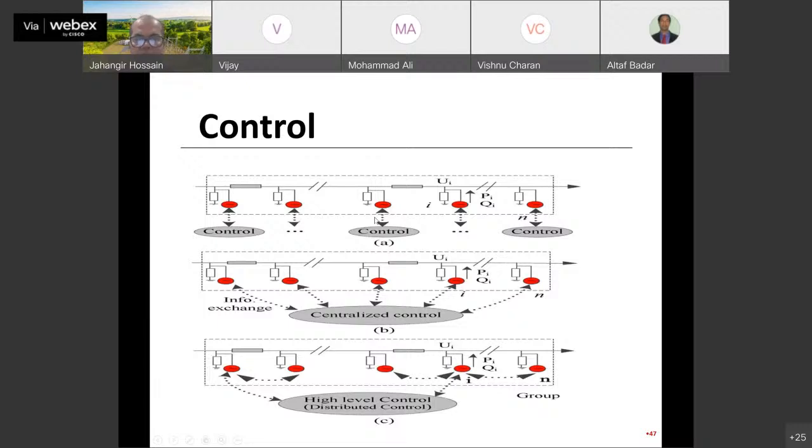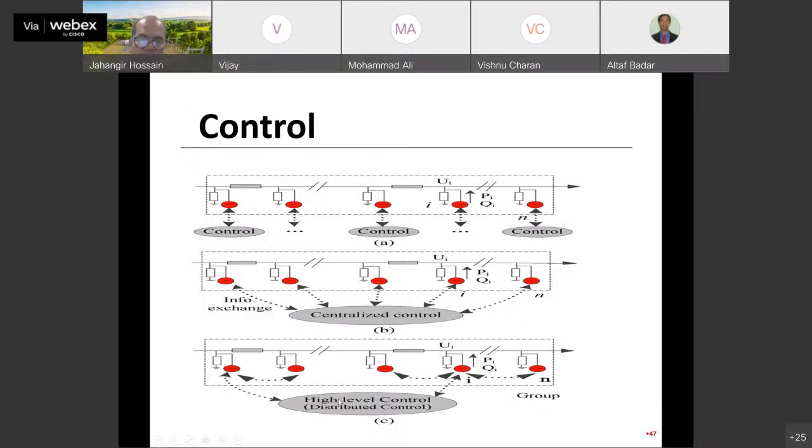For example, in the decentralized case you don't need reliable communication, but at the same time you have no idea what is happening in other units. Something can happen elsewhere and this control doesn't recognize it, so sometimes it cannot provide very reliable operation. The centralized one has information from other subsystems, but you need very reliable communication, and if communication fails, it becomes decentralized.